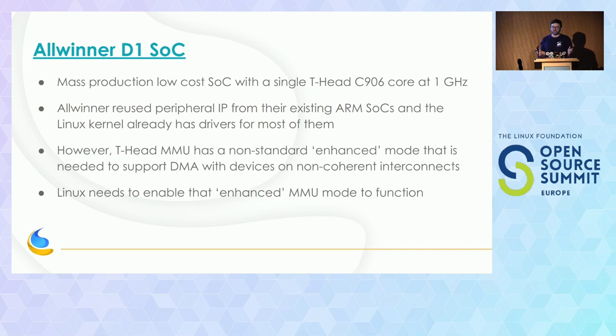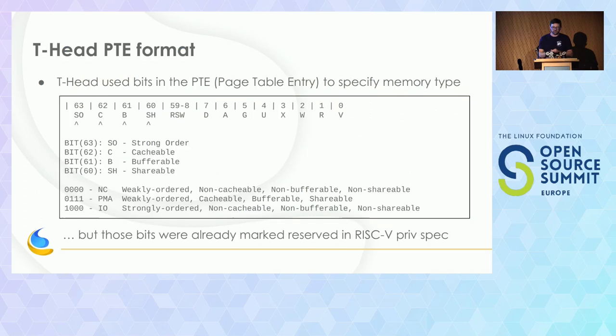One of the nice things about this is they reused a lot of the IP from their existing ARM SoCs, so most of the drivers are supported. However, there was one complication: the MMU on the T-Head core has a non-standard enhanced mode that they need to support DMA with devices on non-coherent interconnects. Most of the peripherals you would care about on this SoC are on non-cache-coherent interconnects, so we need that. Essentially, Linux needs to support this enhanced MMU mode to be able to boot and function on this SoC.